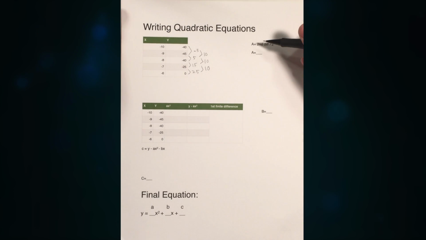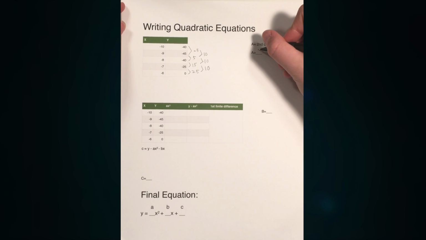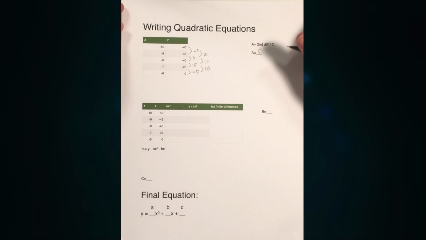So the a of the quadratic equation is the second difference, which we just found, divided by 2. And 10 divided by 2 is 5. So a in the equation is 5. And there you go. You figured out the first part of your equation.